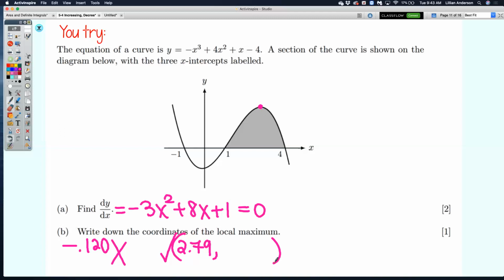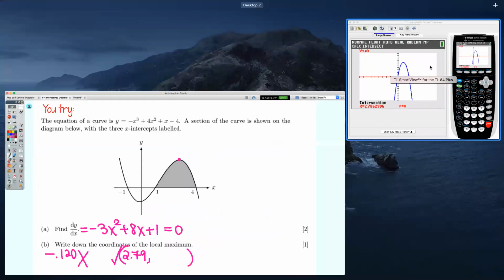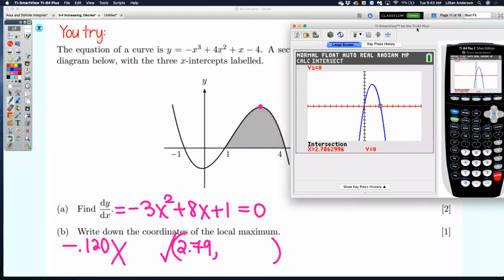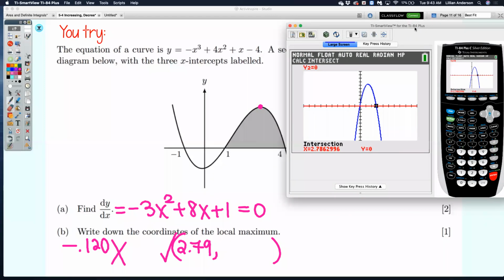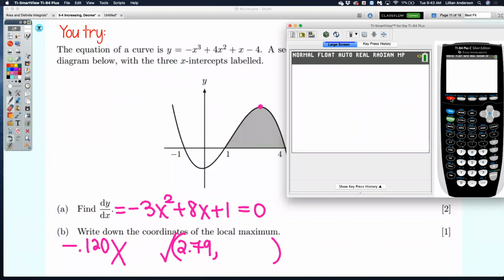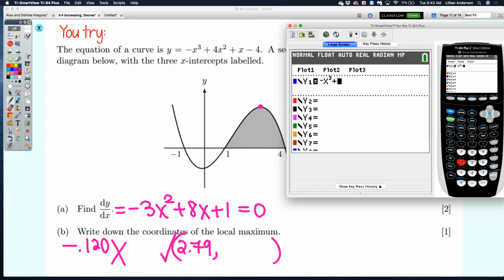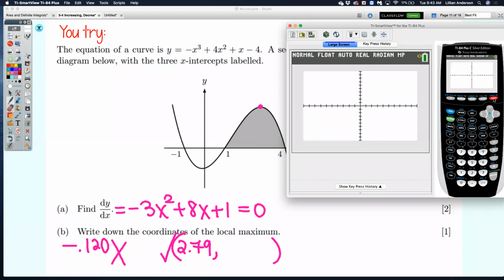Not going to do that because I want to make sure I get through as many problems as I can in the next 15 minutes. But I will also say that again, you are allowed to use your calculator the entire time. So if you wanted to, we could have plugged in the original function, graphed it, and figured out where that maximum was using our calculator. That's not cheating or anything like that. It's just using all of our resources.